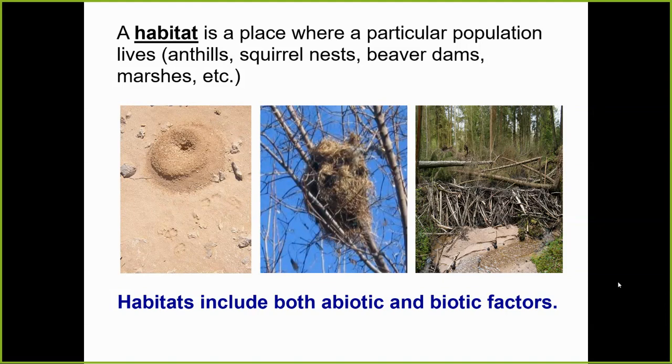All right, so when I have a population, when I have an organism, we say that all organisms have a habitat. Okay, so a habitat is the place where that population lives. So for example, I'm a city girl, so my habitat is a city. Maybe if I'm an ant, my habitat might be my anthill. We have squirrels' nests, beaver dams, marshes, etc. A habitat is like the house of an organism in the ecosystem.